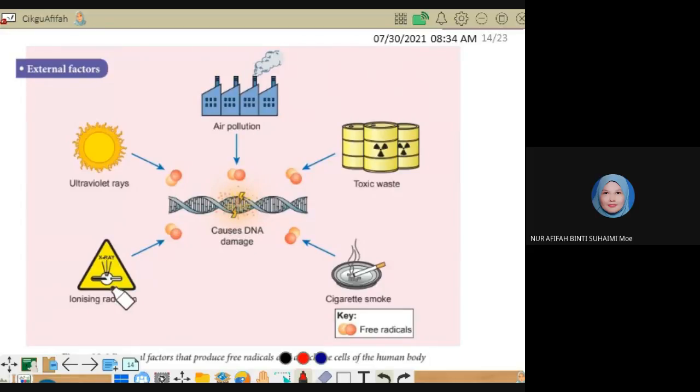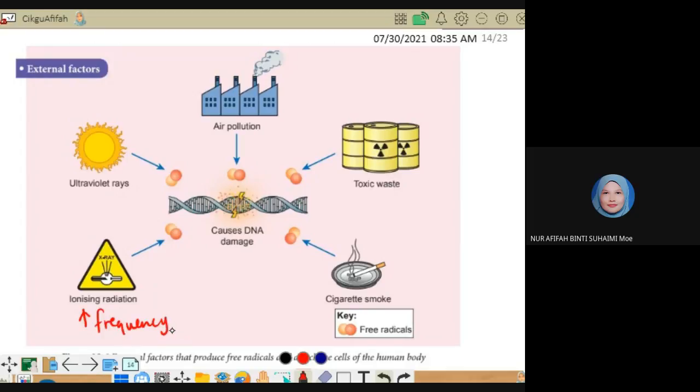Okay. And then ionizing radiation also. X-ray, gamma ray also same with UV ray but higher than UV ray. X-ray, gamma ray from the ionizing radiation, okay, have a high frequency. Okay, higher frequency.